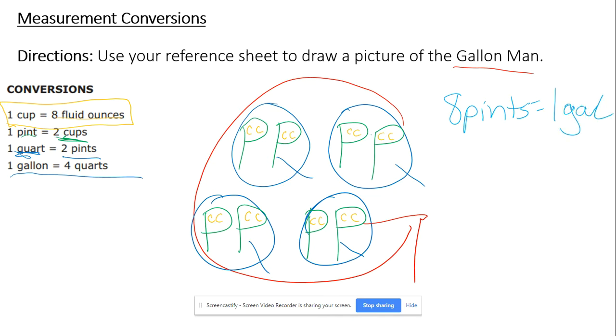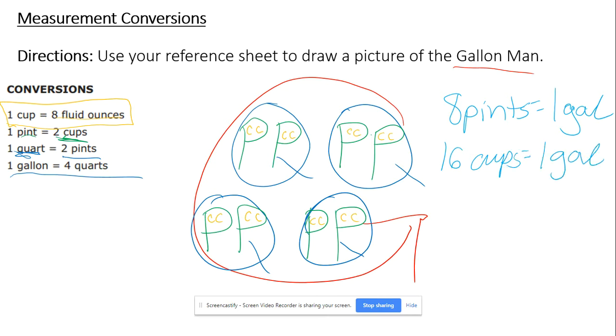All right, maybe we wanted to figure out how many cups are in every gallon. We could count the number of Cs. 1, 2, 3, 4, 5, 6, 7, 8, 9, 10, 11, 12, 13, 14, 15, 16. So for every gallon, there's 16 cups.